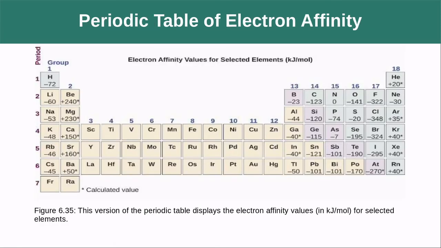Here is a table showing electron affinity. We can see it for all of our main group elements here. We can see that some of the higher values are going to be fluorine and chlorine, oxygen, sulfur, and we know these to be atoms that want to form negative charges. So they have these very negative electron affinities.